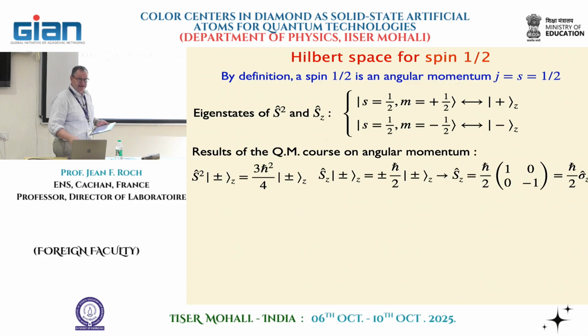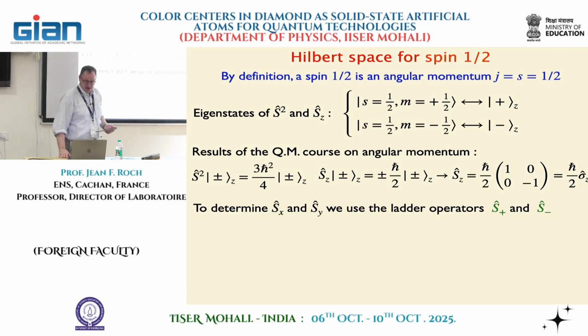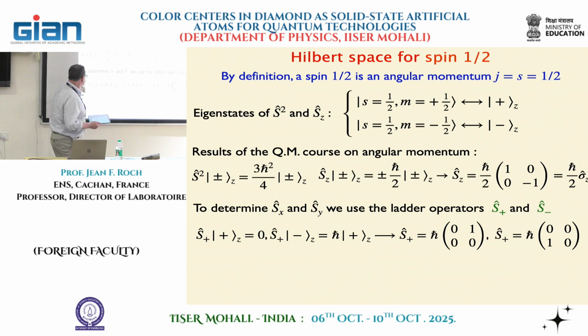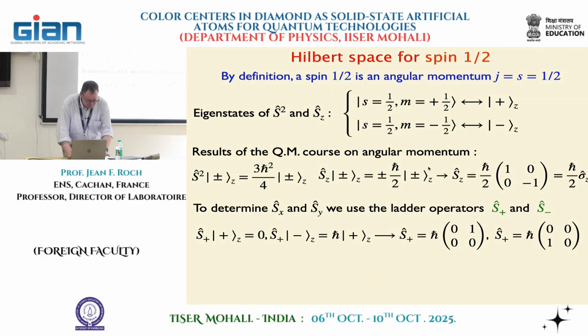OK, and for that, I can now use all the things I learned. So Sz in this basis is, of course, diagonal. And Sz is simply h bar over 2 sigma Z. And sigma Z is a simple 2x2 matrix: 1, 0, 0, minus 1. I can also construct the operators Sx and Sy. For that, I use the ladder operators S plus and S minus. From these states, I can compute S plus and S minus. There is a mistake here. I will correct it. Sorry.